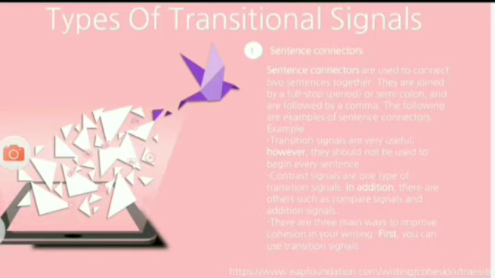Contrast signals are one type of transition signal. In addition, there are others such as compound signals and addition signals. There are three main ways to improve cohesion in your writing. First, you can use transition signals.